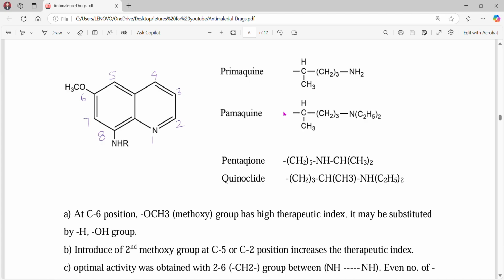They produce a radical cure against Plasmodium vivax and malariae when they are used along with chloroquine. That means this drug can be coupled with chloroquine and used against Plasmodium vivax type of infection.